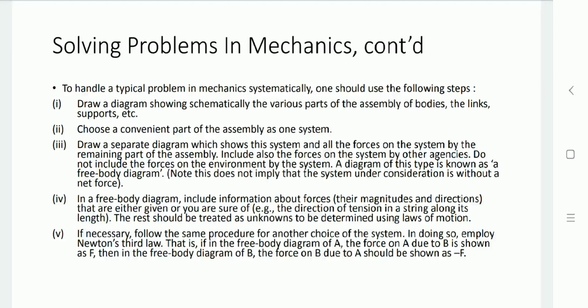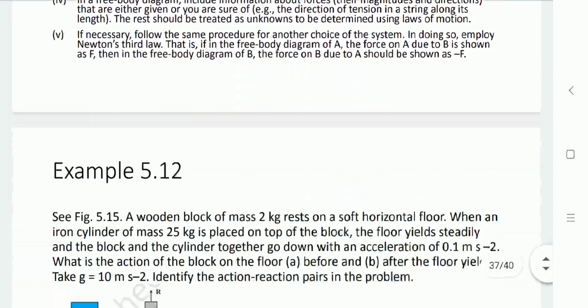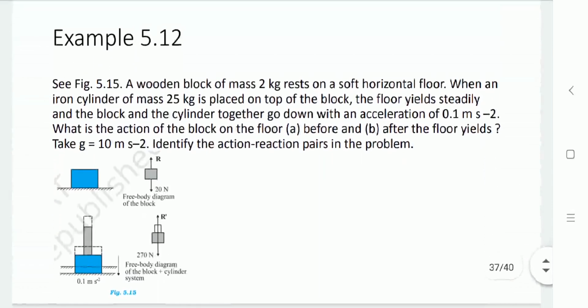We are going to follow the same procedure for another choice of the system. Based on that, Newton's third law can be applied, and with the free body diagram of A, the force on A due to B and the reaction from B to A, based on the free body diagram of B, can be defined as minus F. So here let us go through an example regarding the same so we can understand the steps very easily.